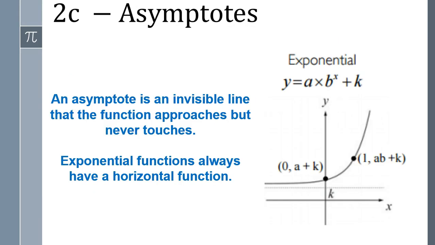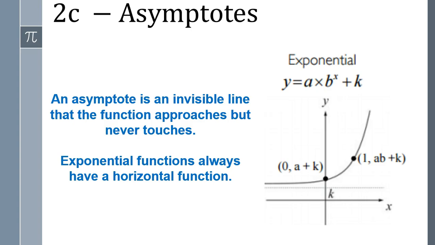So our next part we're going to look at is the asymptotes. Now these are probably the most difficult part of exponentials to understand, but you can get away with just knowing the basics, as in this is a line and the function doesn't touch it. So that's the most basic understanding. It doesn't touch the asymptote.